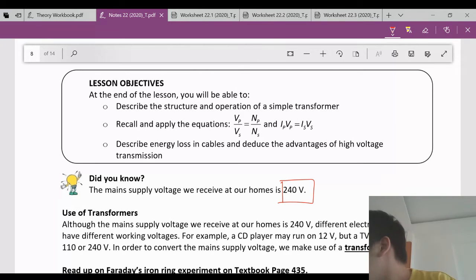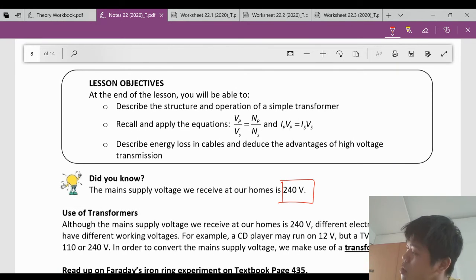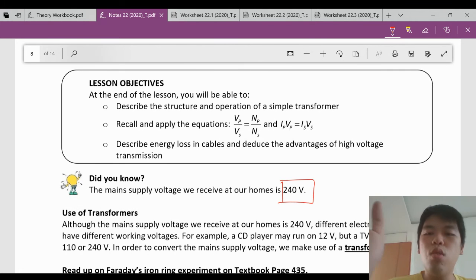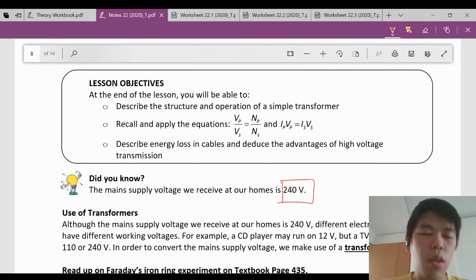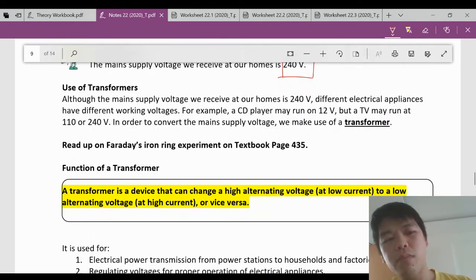18. Let me see. How much does it need? It requires 20 volts. Okay, it requires 20 volts. So 240 volts is too much. We need 20 volts only. So we need to actually change it, bring it down. Okay, so let's understand more about transformers.